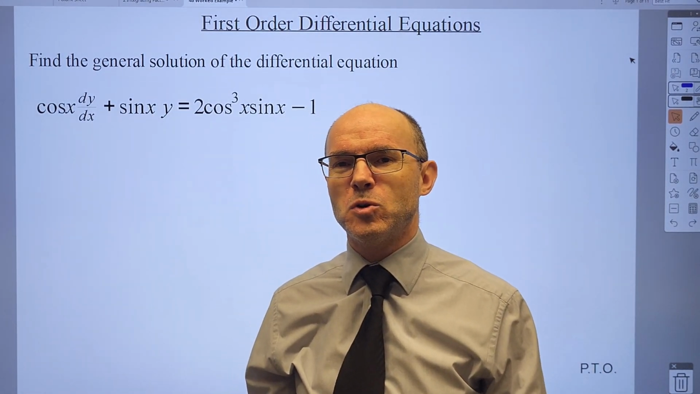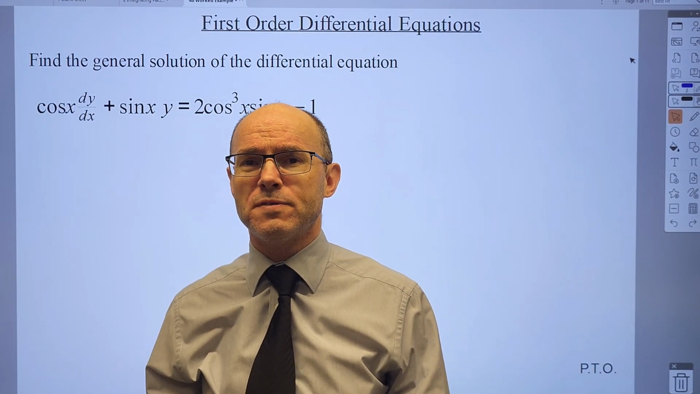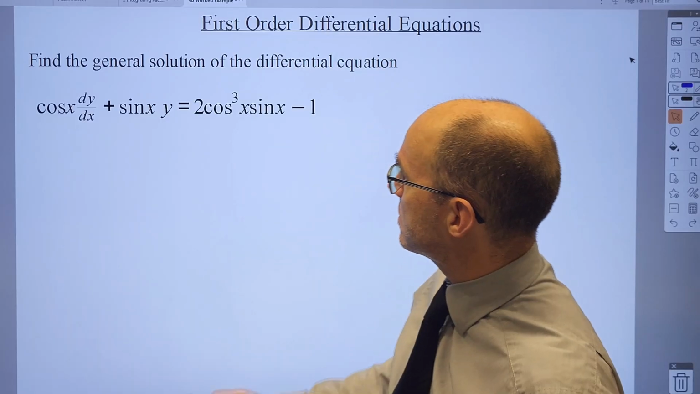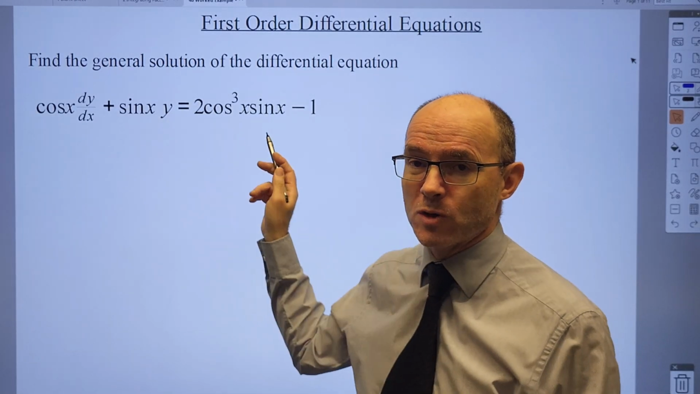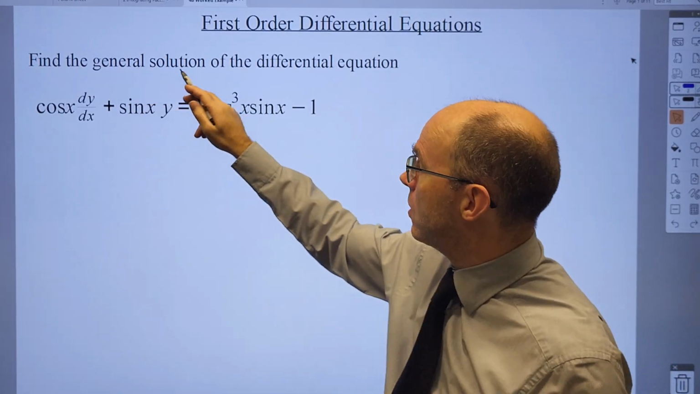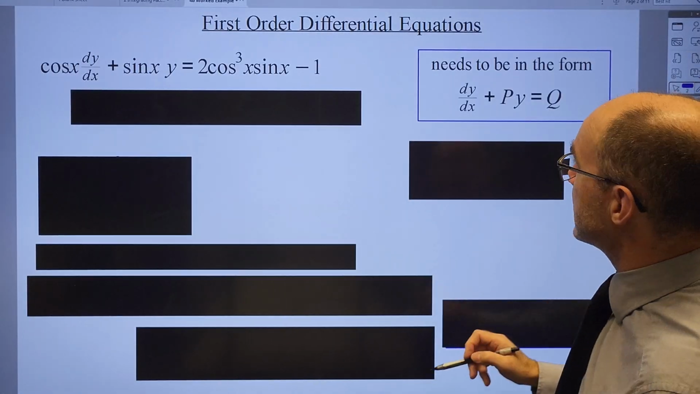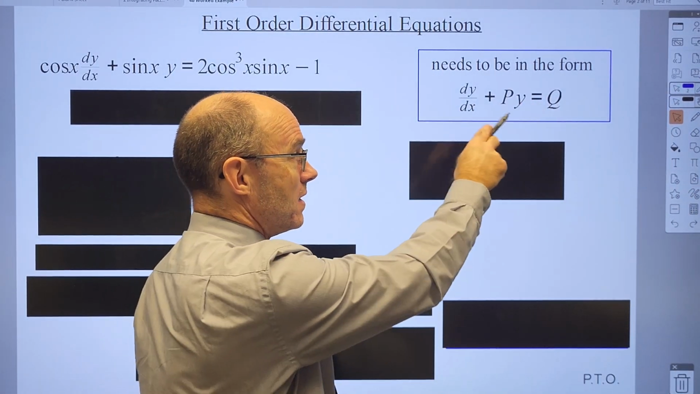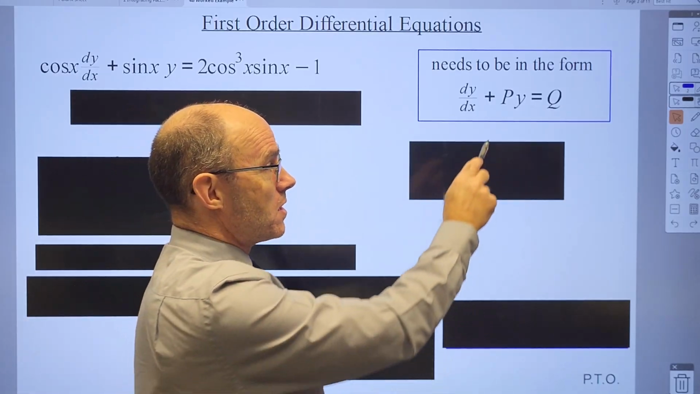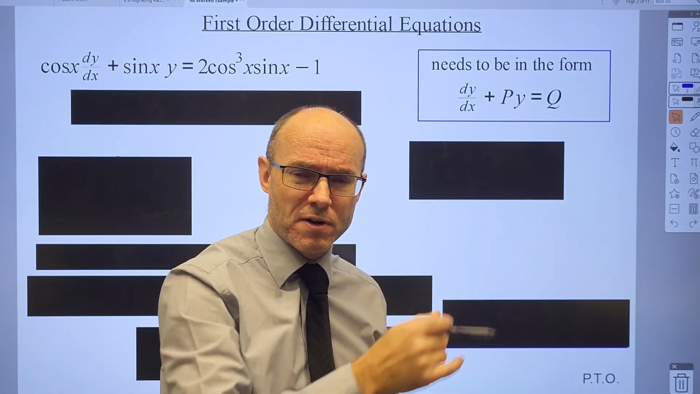Again, so you're tuned in for another example, I hope, of solving a first order differential equation. So here's the first order differential equation we're going to solve. Find the general solution of the differential equation. Now the first thing to note is that it needs to be of this form here. It needs to be dy/dx plus py equals q, where p and q are functions of x.